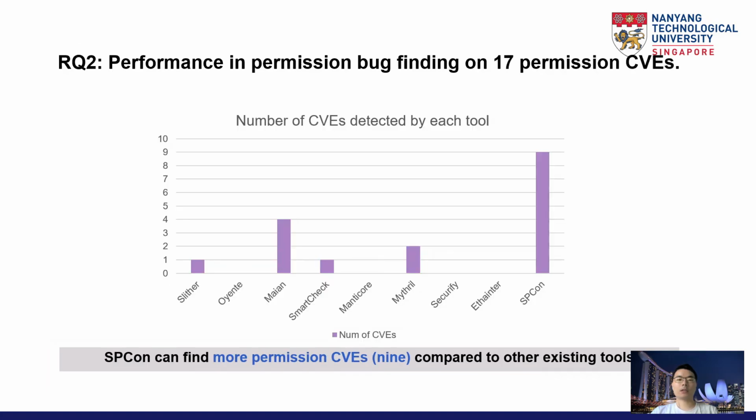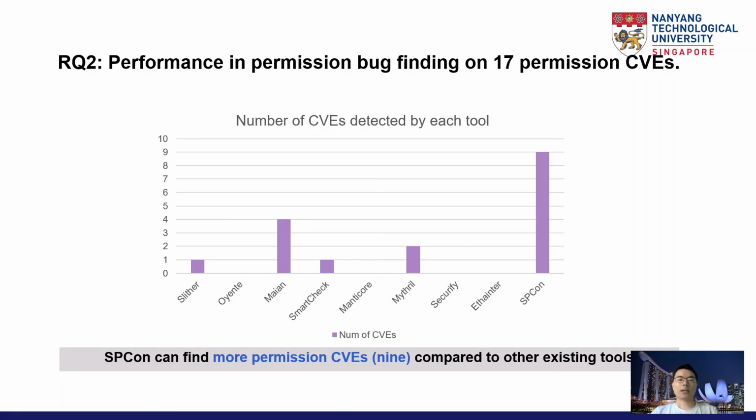A CVE is a confirmed bug report. There are more than 500 smart contract CVEs and 19 CVEs are permission bugs. We compare SBCon with existing tools on the 17 CVEs. It shows SBCon can detect 9 CVEs, which is much more than any other tools.